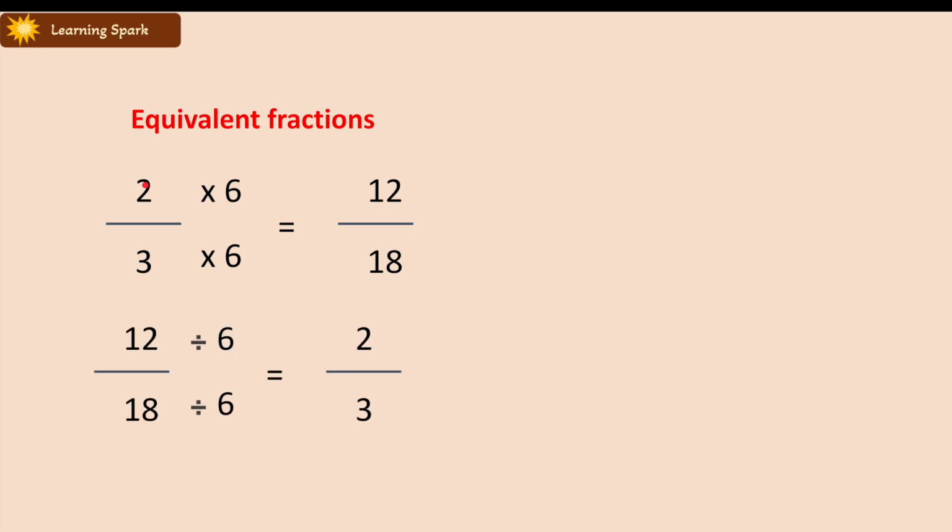Now let's take a case of division. This same rule is also valid for division. If you are dividing both the numerator and denominator by 6, then the number remains exactly the same. So 12 by 18, again you divide by 6, both the numerator and denominator, you get back 2 by 3, which is exactly the same as 12 by 18.